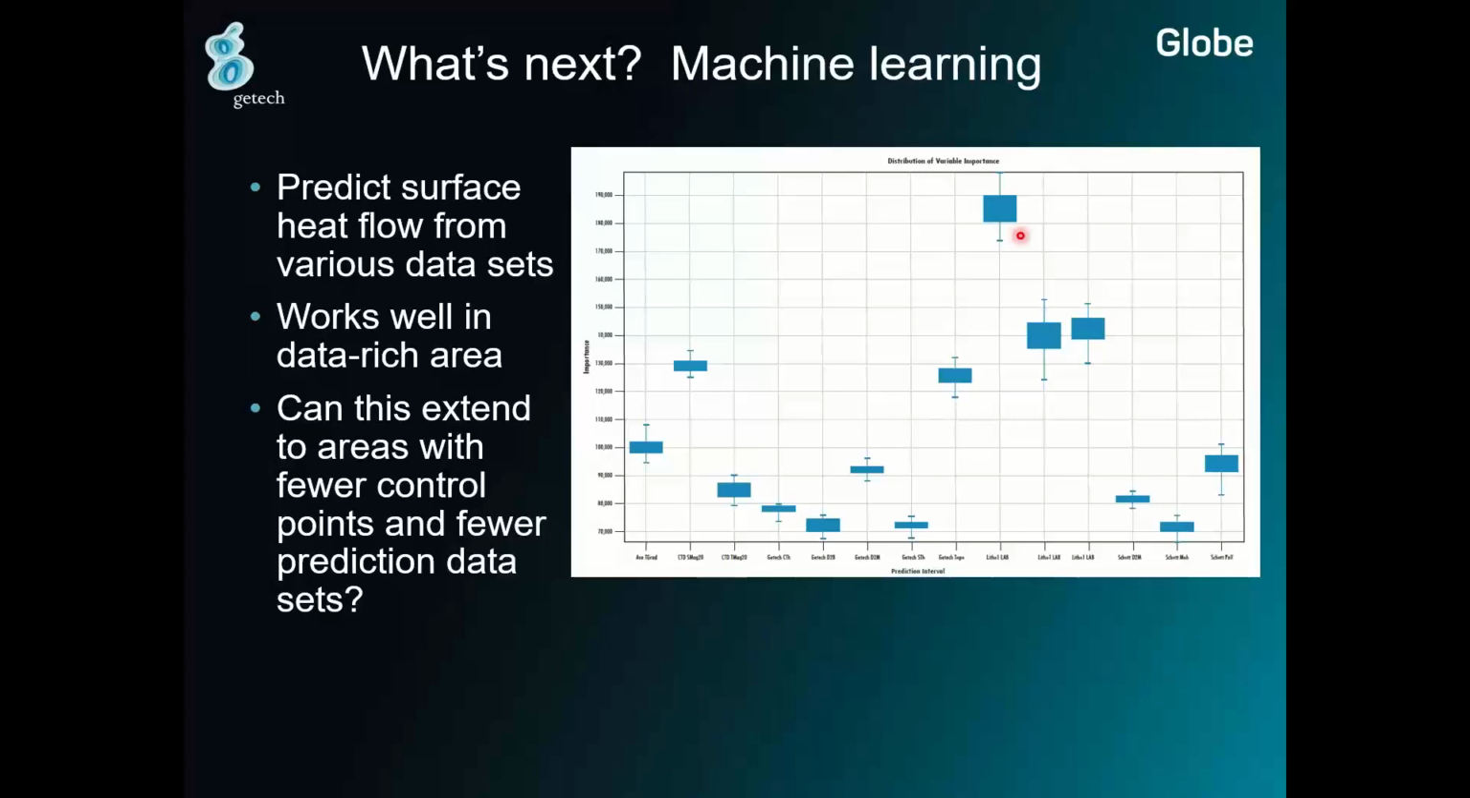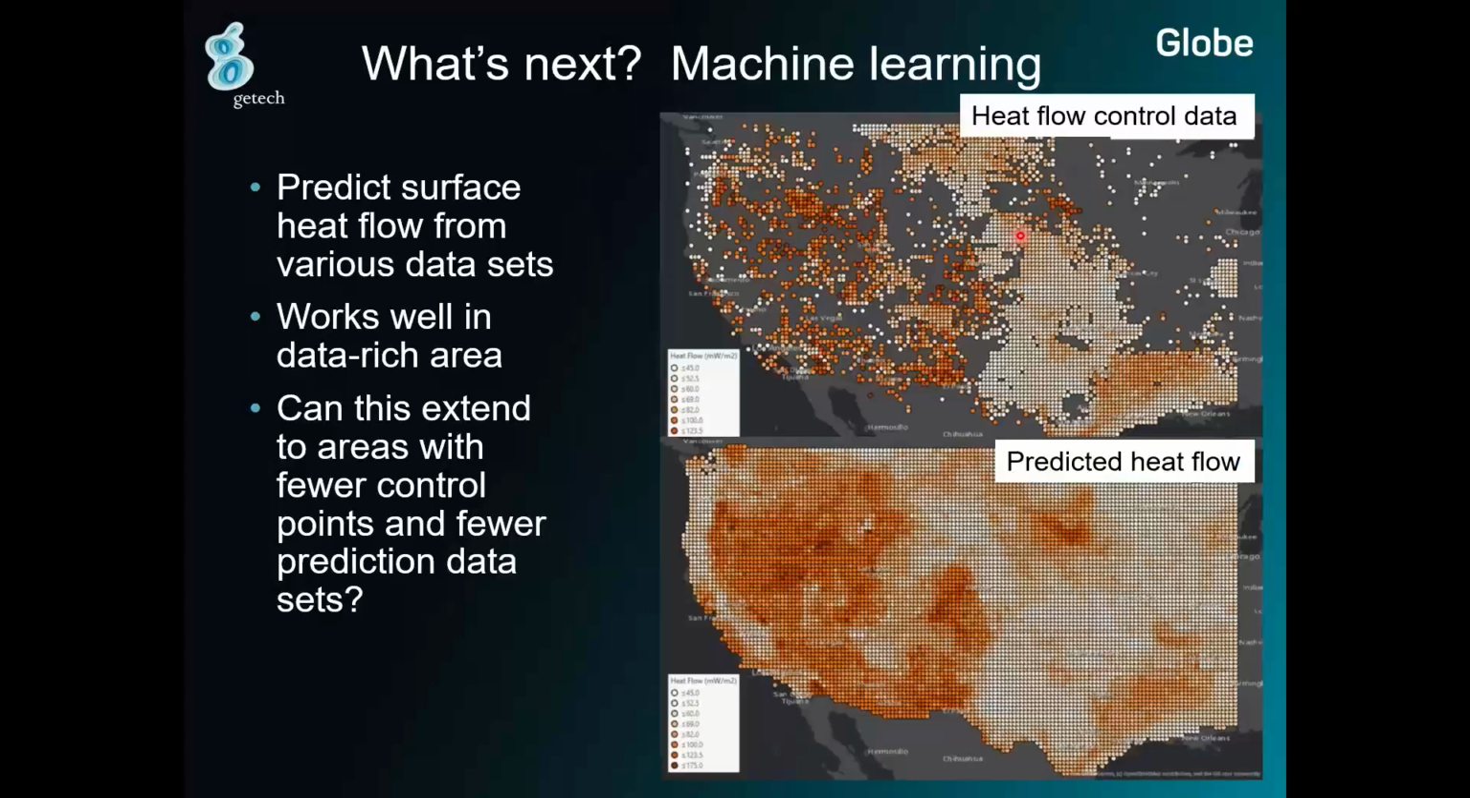So here's an example, heat flow data as control, and we can use that to build a method and predict surface heat flow over the whole area. It works well in a data-rich area. The challenge is going to be, can we extend it to areas where we have fewer control points and fewer prediction data sets? So that's where we're at.